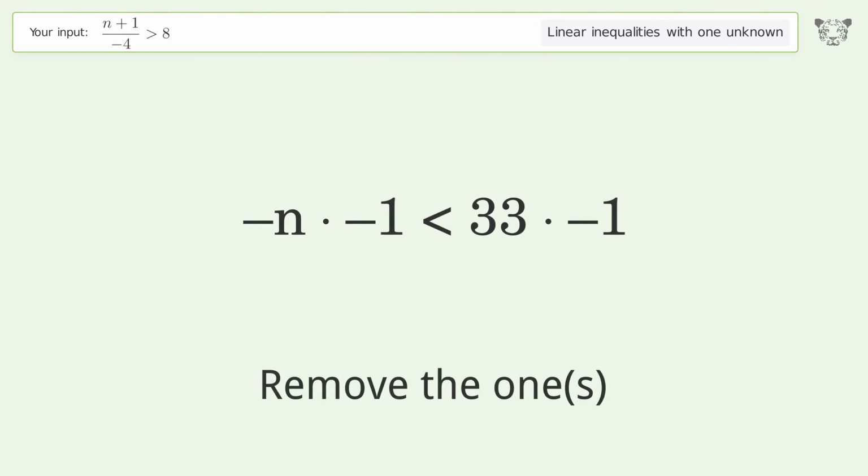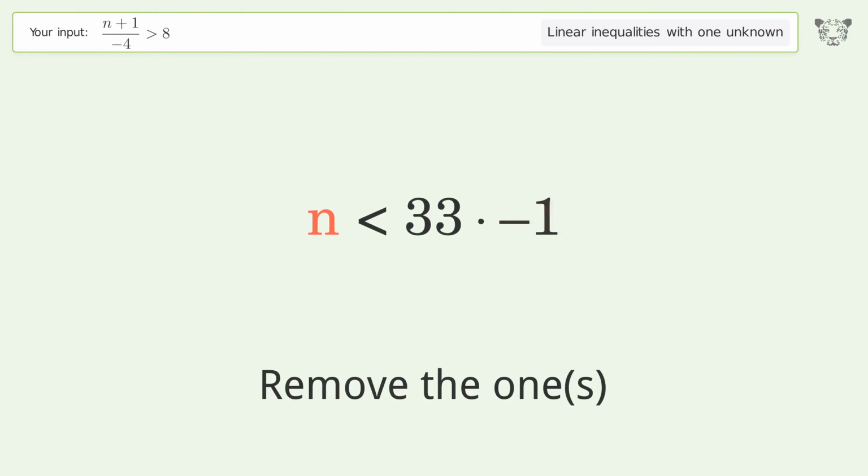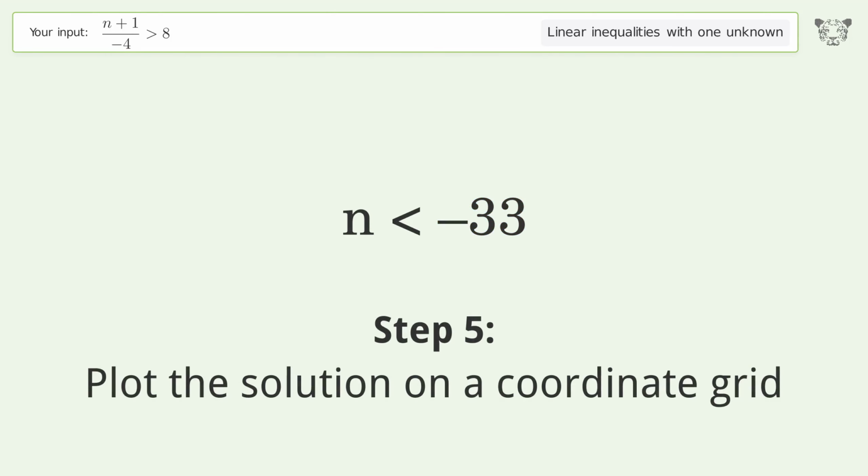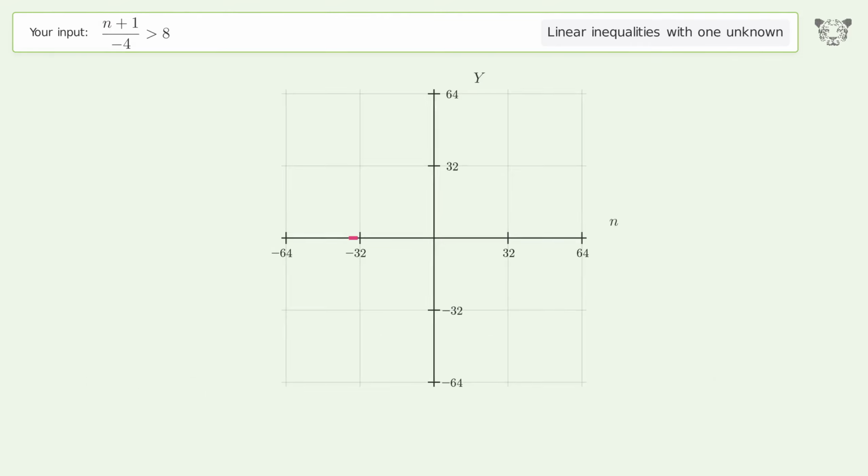Remove the ones. Simplify the arithmetic. Plot the solution on a coordinate grid. And so the final result is n smaller than -33.